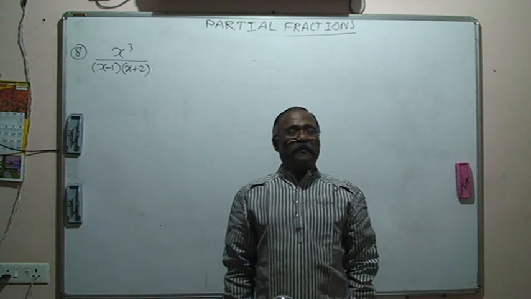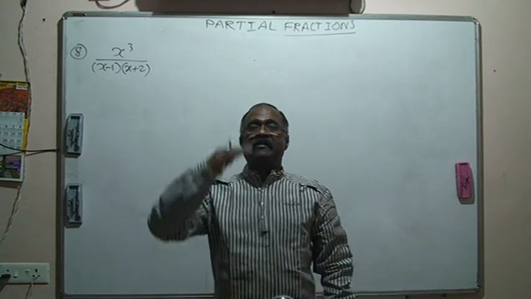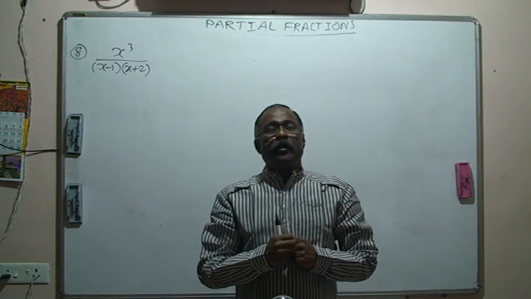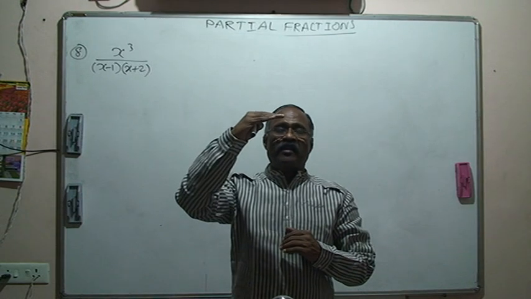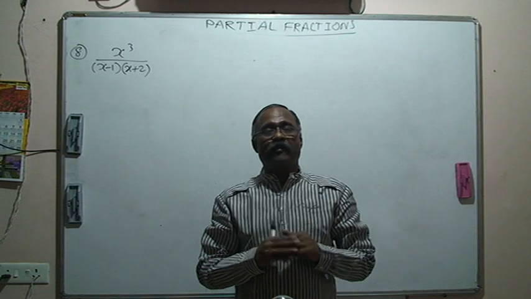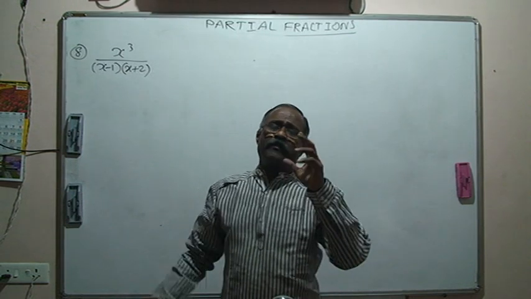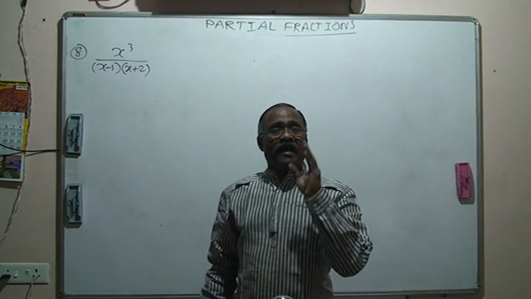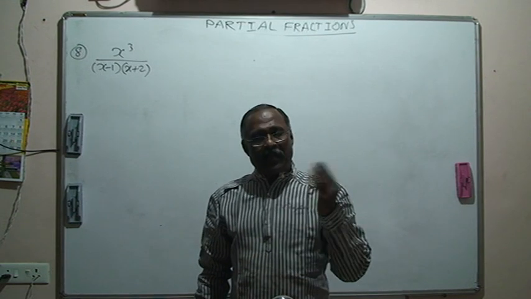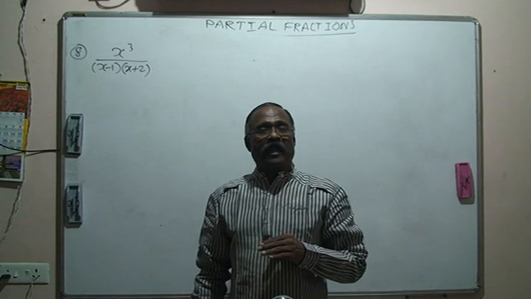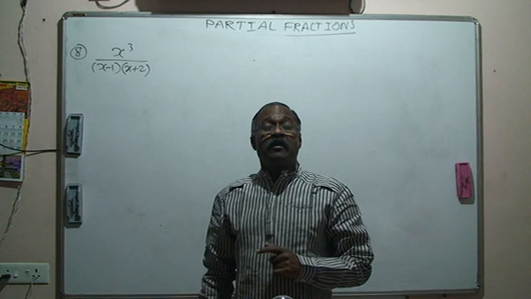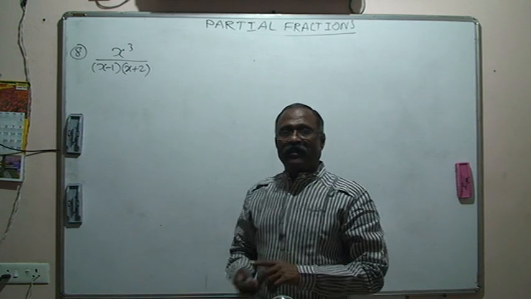What does it mean by proper fraction? A proper fraction has the degree of the numerator less than the degree of the denominator. In an improper fraction, the degree of the numerator is equal to or greater than the degree of the denominator. So if you are given an improper fraction, you have to express it as an improper plus proper, then only you can apply the principles of partial fractions to proper fractions. So all the methods we follow are to be applied to proper fractions only.